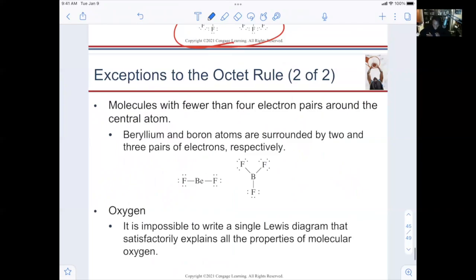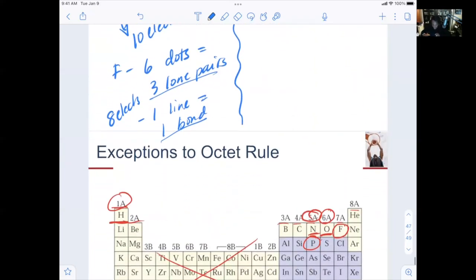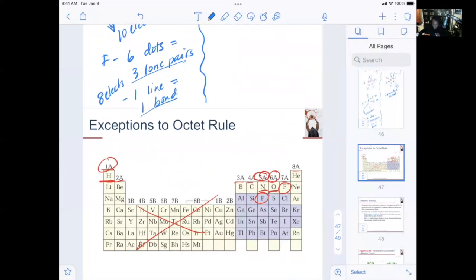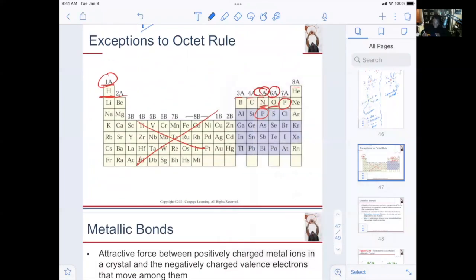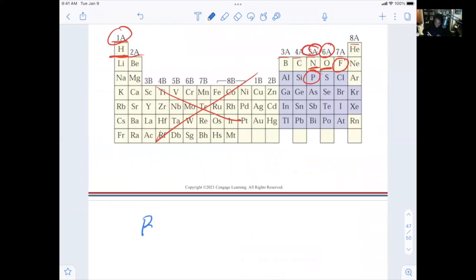Okay. What about these ones here that have less than? I mean, there's a standard, there's exceeding the standard, expanded octet, and there is not even meeting the standard. What do we do here? So with this case here, these elements just showed up with not enough electrons. So let me go ahead and add a page here. I didn't think this lecture was going to be this long. I'm just a talker, I guess.